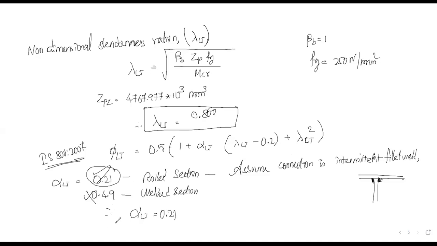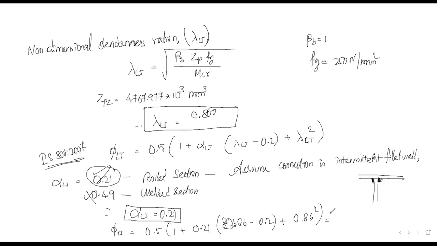If I substitute this, I can get the value of phi LT. Phi LT is equal to 0.5 into 1 plus 0.21 into lambda LT, that is 0.86 minus 0.2, plus 0.86 the whole square. Substituting this, I get the phi LT value of 0.939.